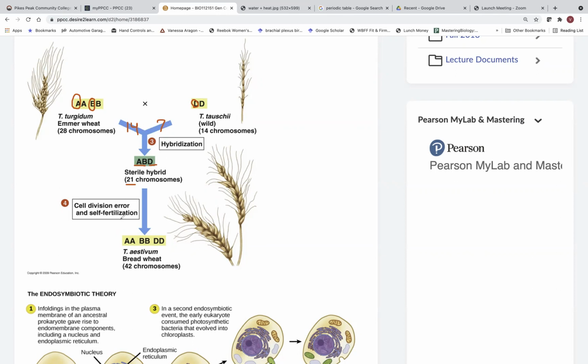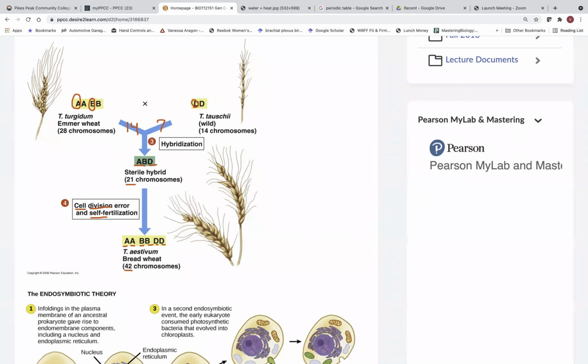So self-fertilizing can take place, and when it does that, it is going to go through a cell division error, meaning it didn't divide like it was supposed to, like the previous example I was trying to show you. And self-fertilization can also end up with doubling everything. So you have A, B, and D chromosomes. So now you have double of the A, double of the B, and double of the D. So 21 chromosomes then doubled and became 42 chromosomes.